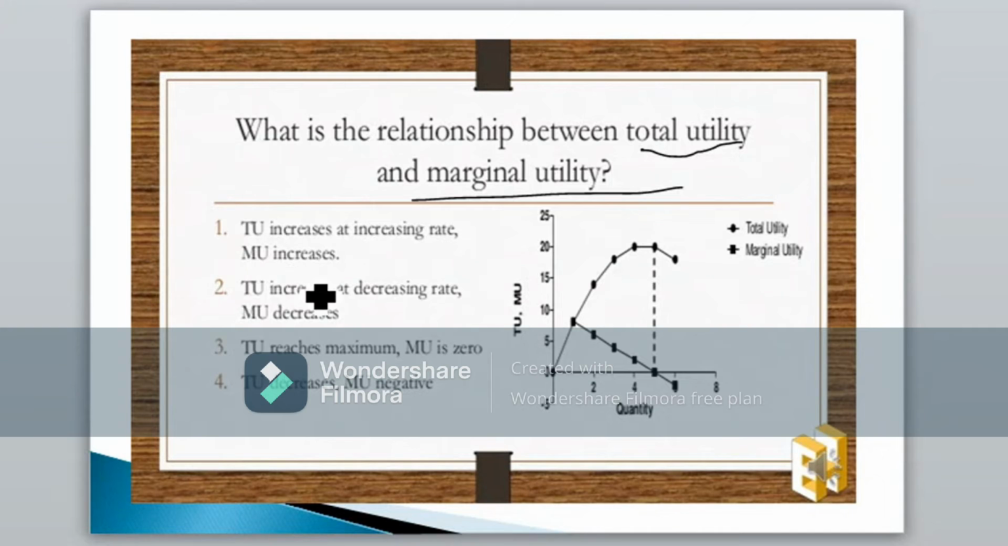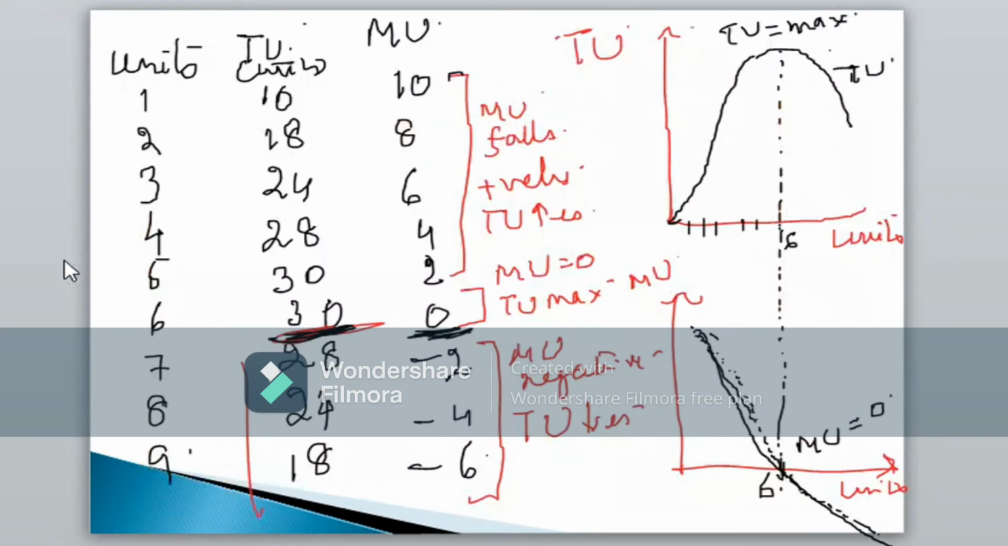Number 1, write it down. Number 1, as long as MU is positive, total utility increases.